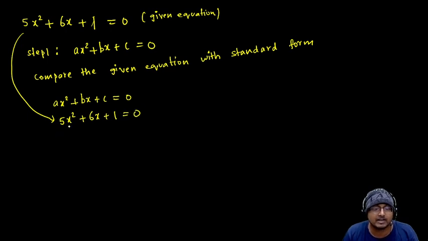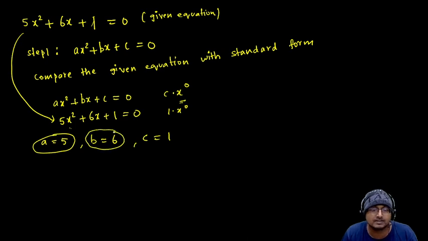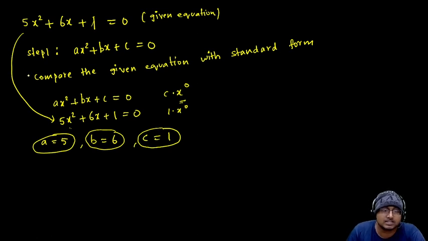By comparing, what will we get? What is the coefficient of x square here and here? By comparing, we will get a equal to 5. And what is the coefficient of x here? We will get b equal to 6. What is the constant value here? c. I mean, c into x power 0, and here also we write 1 into x power 0. So c equal to 1. So these are the values we get: a equal to 5, b equal to 6 and c equal to 1. So this is just step 1 only.